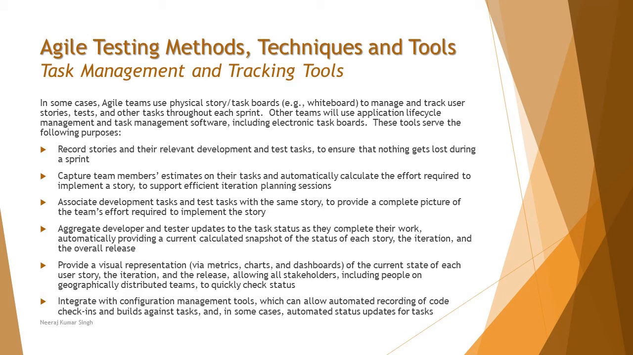Capture team members' estimates on their tasks, as well as automatically calculate the effort required to implement a story. Even when we talked about test estimation earlier in the previous cycle, we were understanding these parameters. So yes, these can also be done with the help of a tool. Associate development tasks and test tasks with the same story to provide a complete picture of the team's effort required to implement the story. Aggregate developer and tester updates to task status as they complete their work, which helps in measuring the progress and monitoring the activities.